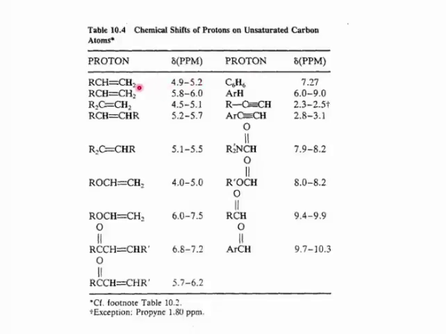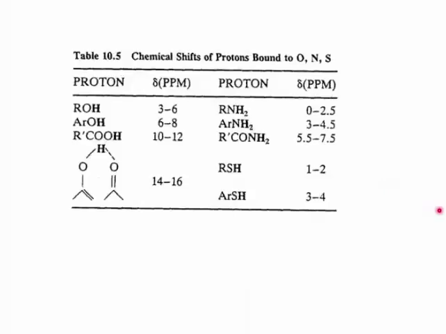Unsaturated carbon groups include a hydrogen bonded to a CC double bond, a proton attached to the carbonyl carbon of a carbonyl group, a proton bonded to a CC triple bond, and a proton attached to an aromatic ring. Here, in the entry in the table, we use the symbol AR that stands for aromatic. Most times, this will be a proton attached to a benzene ring, but it also could be other aromatic rings. The next table, table 10.5, gives chemical shifts of protons bonded to hetero atom elements, namely oxygen, nitrogen, and sulfur.